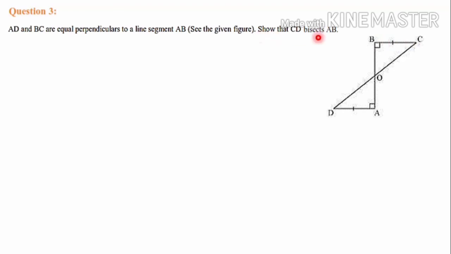We have to show that CD bisects AB. Here it is CD and here it is AB. So CD and AB are bisecting, in the sense bisection means equally dividing. Here bisects means equally dividing. Means O is the midpoint of CD and O must be the midpoint of AB. That is what we have to prove. So here there are two triangles shown in the figure. So let's take the two triangles, that is triangle BOC and AOD. BOC is one triangle, another triangle is AOD.